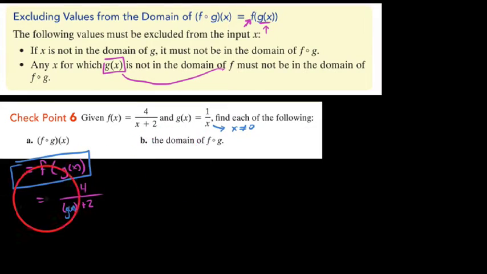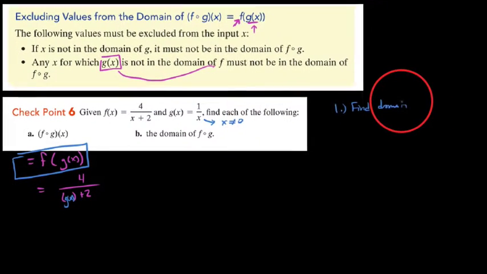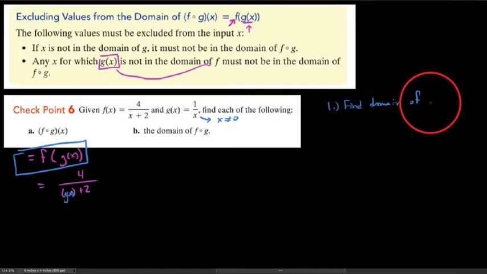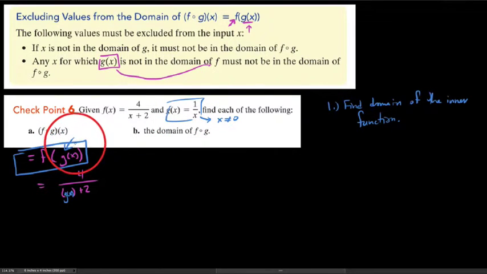So we're going to break finding the domain down to a specific process. Step number 1 is: find the domain of the inner function. When you find the domain of a composite function, you always start by finding the domain of the inner function g of x. So we've started by finding the domain of the inner function g of x.